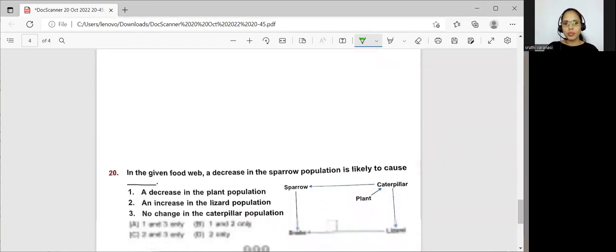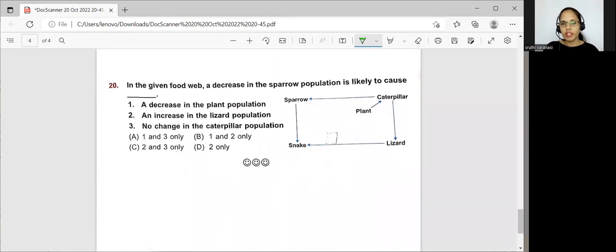Let's also do the 20th question. In a given food web, a decrease in the sparrow population is likely to cause what? So here what is happening? Caterpillars are eating plants, and sparrows are eating caterpillars. Now if sparrows are decreasing, caterpillars will increase. Lizards eating the caterpillars will also increase. So therefore, only 1 and 2 are correct answers. So the correct answer is option B.